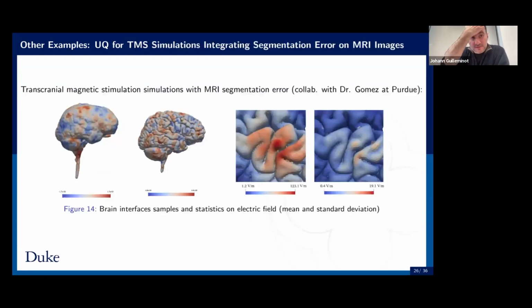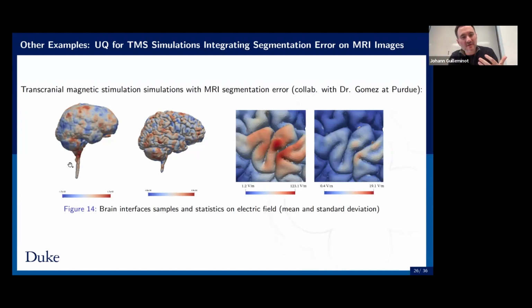The last example I'd like to show you is that we also did this for brain interfaces. So this is UQ for TMS simulations, where we try to integrate the fact that we can get some MRI segmentation errors, and this is something we would like to account for. The figure on the left is the interface between, I think, the skull and the CSF. This is the interface between the CSF and the gray matter. So they're extremely complicated, right?